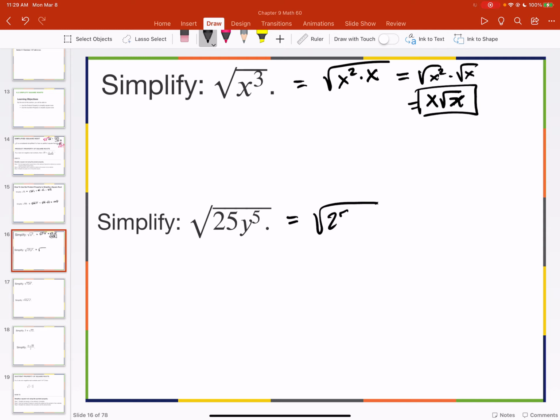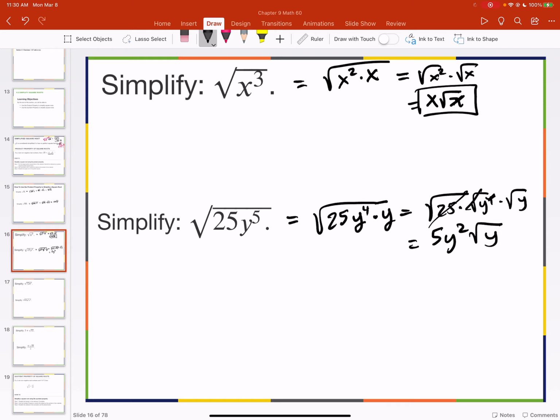Then here you have square root of 25 y to the 5th. Well, 25 is already a perfect square, so that's nice. But y to the 5th, we can rewrite as y to the 4th power times y. Then square root of 25 times square root of y to the 4th times square root of y. This is just going to be 5y squared square root of y. Remember that it takes the exponent and divides it by half.